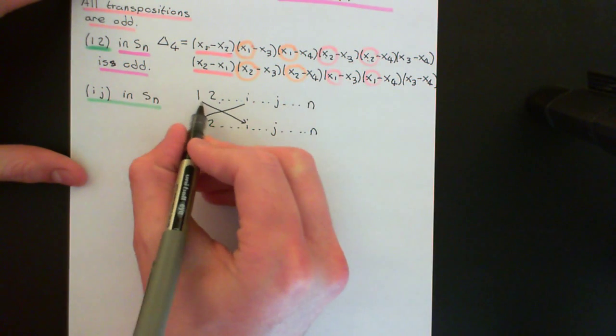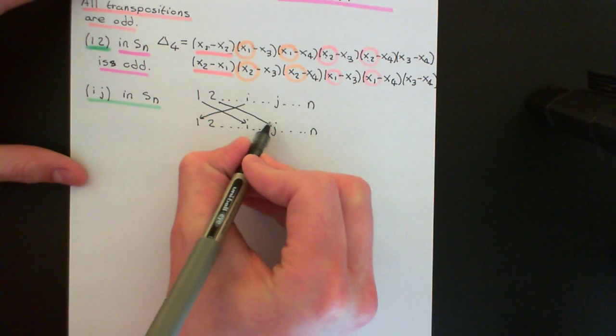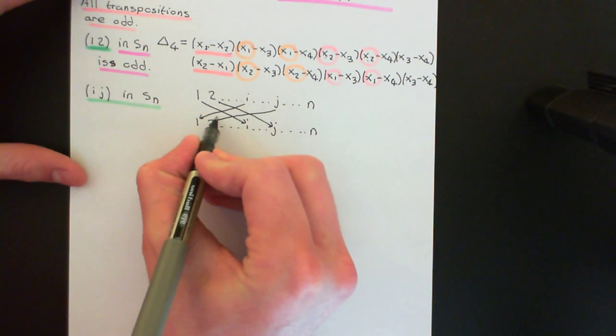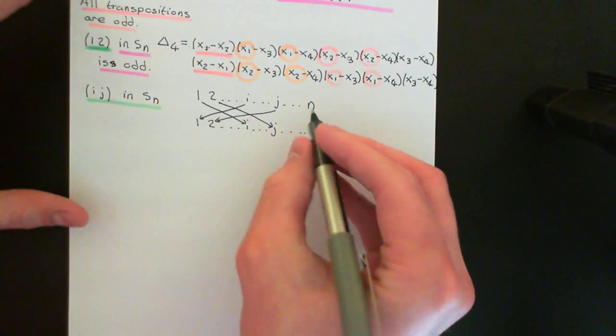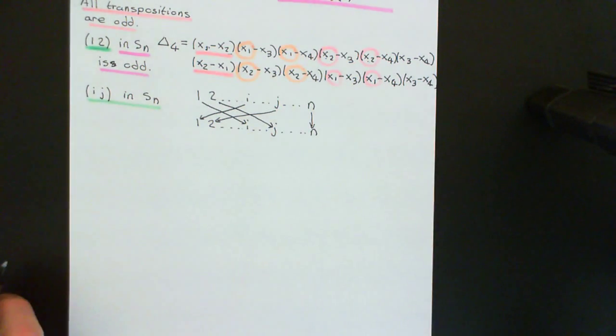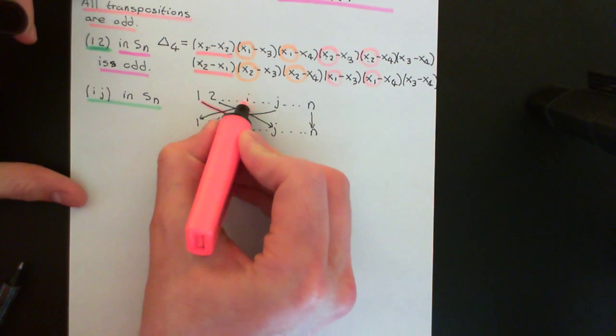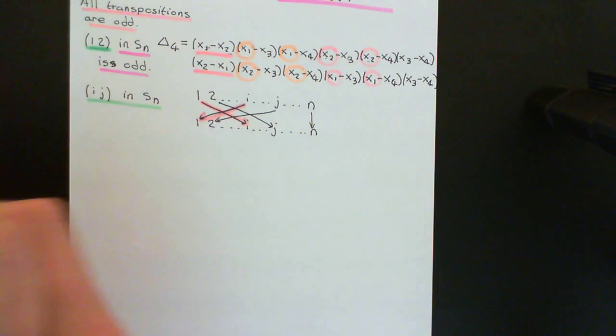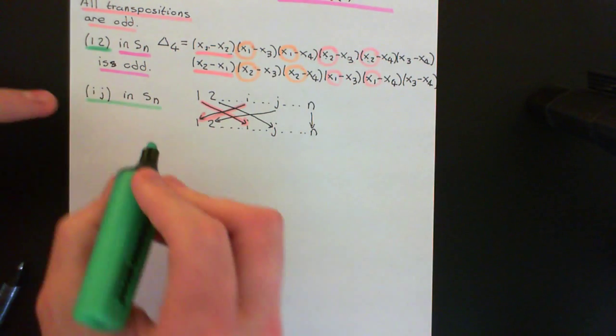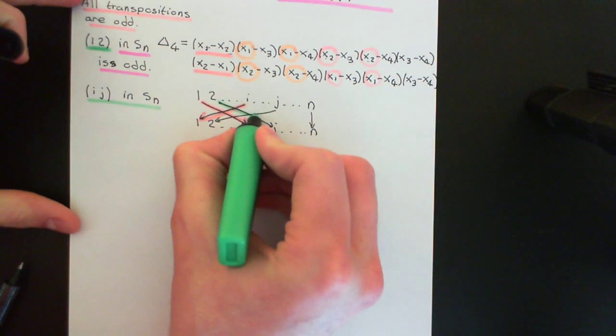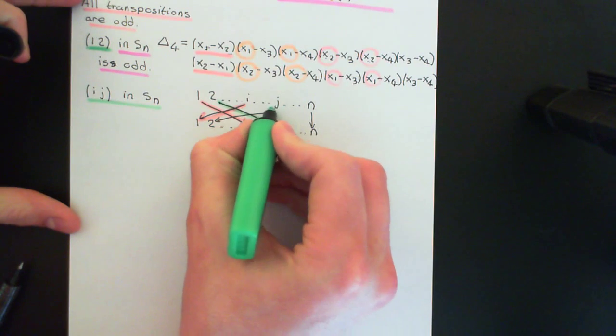So I'm going to swap 1 and i around, and I'm going to swap 2 and j around. And then I'm going to fix everything else. So in particular, n will get fixed here. Okay, so let me colour these in. So here's one of these. I'm swapping 1 and i around. And remember, I'm trying to create the transposition of i and j here, using the transposition of 1 and 2.